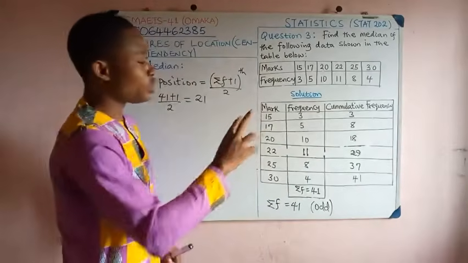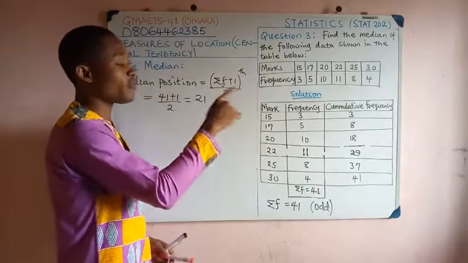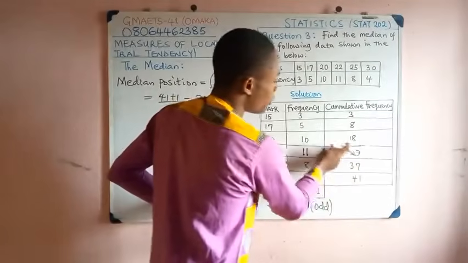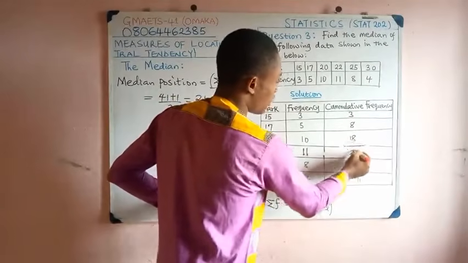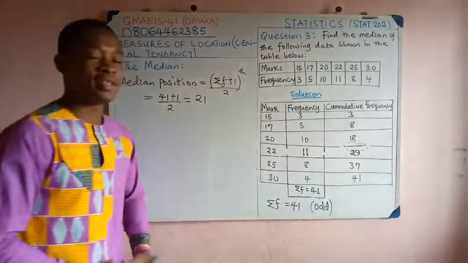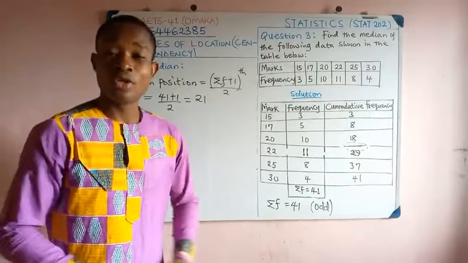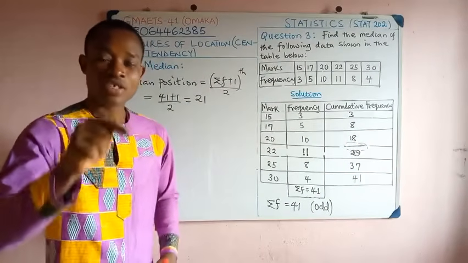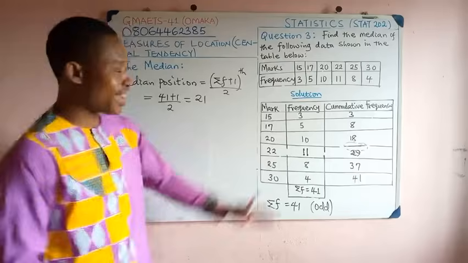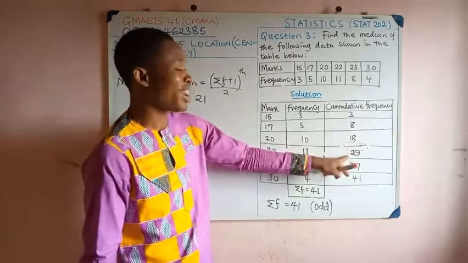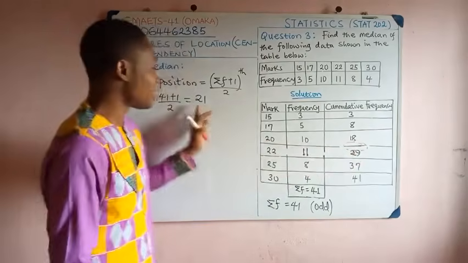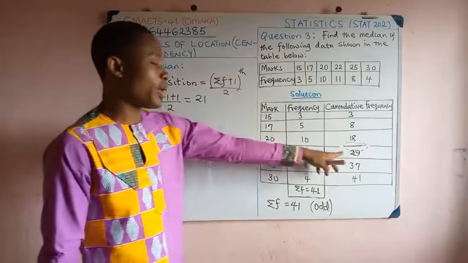So pick two cumulative frequencies where 21 will be found in between. 21 will be between 18 and 29. What do you do? Pick the higher cumulative frequency, that is the next higher cumulative frequency. Between 18 and 29, 29 is greater than 21, right? So you pick this 29.